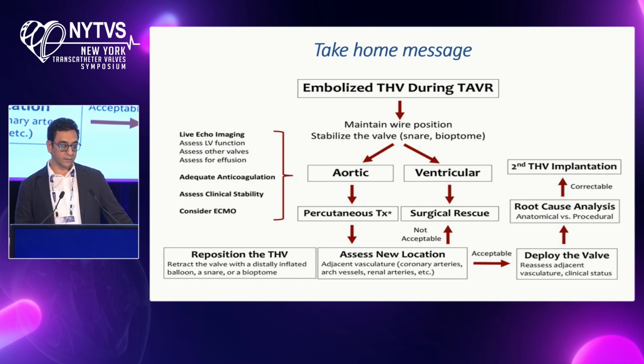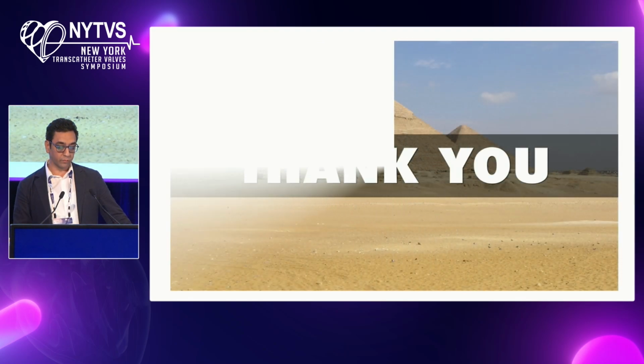If the valve is embolized in the aorta, like my case, there's a chance for percutaneous treatment. First thing, you must reposition the valve, and second, assess the new location. If it is acceptable, deploy the valve. Then you must do cause analysis. Is it anatomical or procedural? If it is correctable, you can do second valve implantation. If it is embolized to the ventricle, probably there is a need for surgical rescue. And thank you from Egypt.